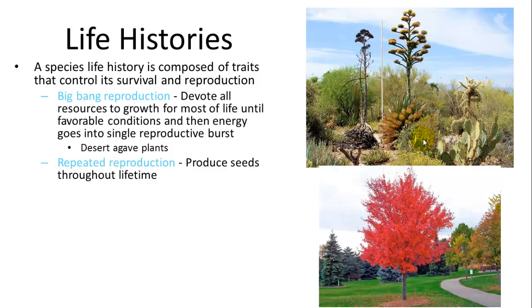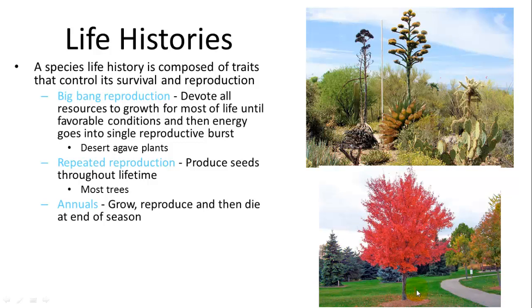You can have repeated reproduction, which is where plants will produce seeds throughout their lifetime. So most trees are like this maple tree, or these coniferous trees behind here. Annuals will avoid it altogether by doing everything in 1 year, so they have one season.